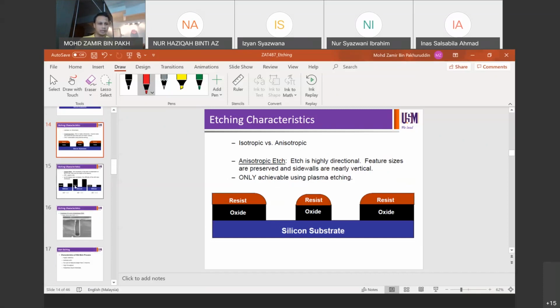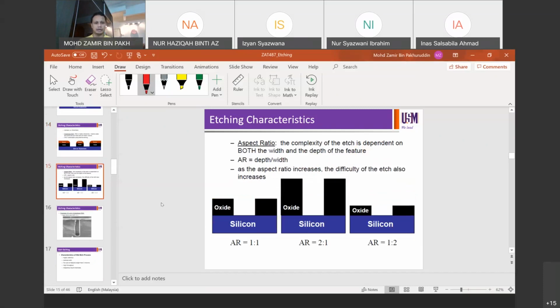Right, let me cover maybe 2 more slides. All right, another etching characteristic is called aspect ratio. So aspect ratio is the complexity of the etch in terms of its width and depth. Well, usually when you talk about aspect ratio, the equation will be depth over width. So maksudnya if you look at the figure on the left, right, the aspect ratio is about 1 because the depth is equal to the width of the feature. So in this case, the feature is oxide. So the height of the oxide is equal to the width of the oxide. So therefore, height or depth over width is equal to 1. So 1 over 1 is 1, right?